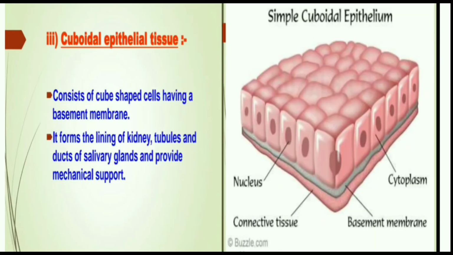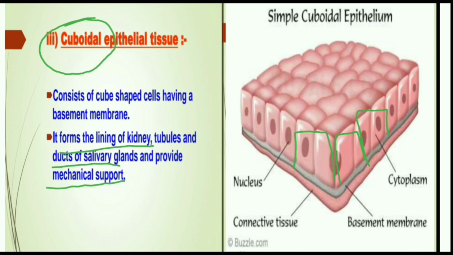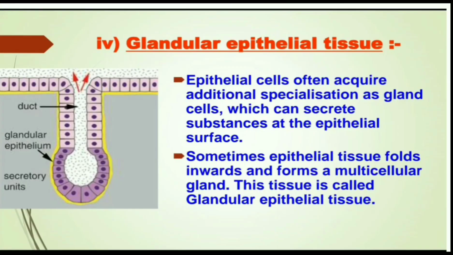Then we have the cuboidal epithelial tissues. This is also clear from the name: the cells are cube shaped. We can see here all the cube-shaped cells lying on a basement membrane. It forms the lining of the kidney tubules and ducts of salivary glands and provides mechanical support. They just act like a cushion, and provide protection or mechanical support.